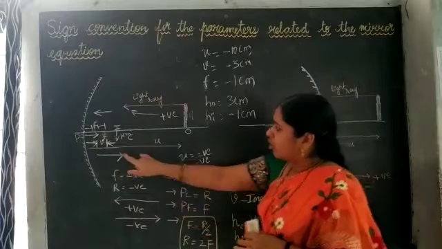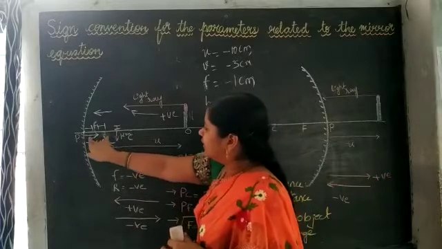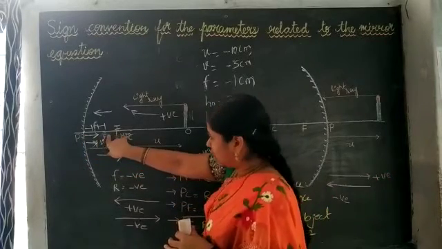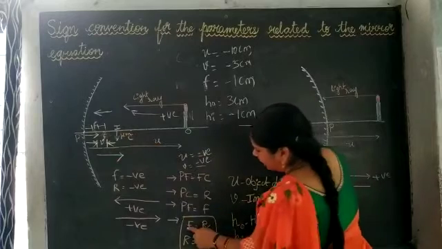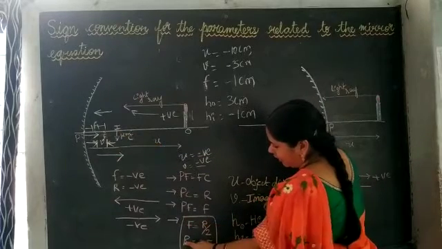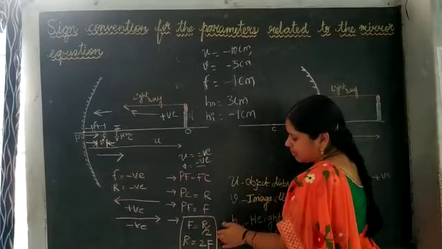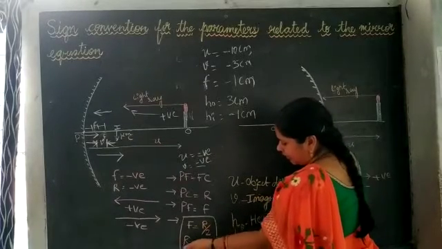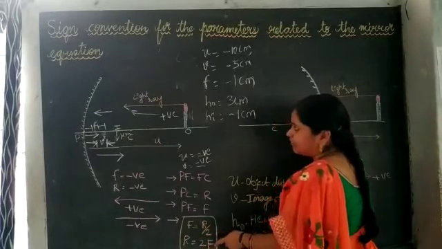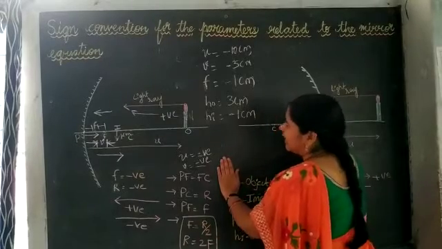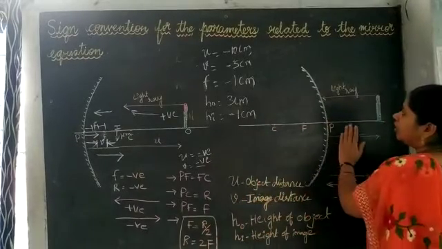So always the focal length is equal to the distance between focus and center of curvature. F equal to R by 2, or R equal to 2F. This is very important while solving the problems. F equal to R by 2 and R equal to 2F. Note down here and let us continue with the convex mirror.